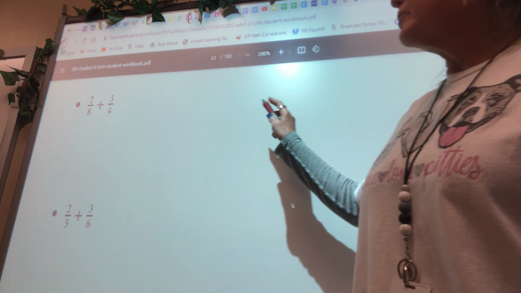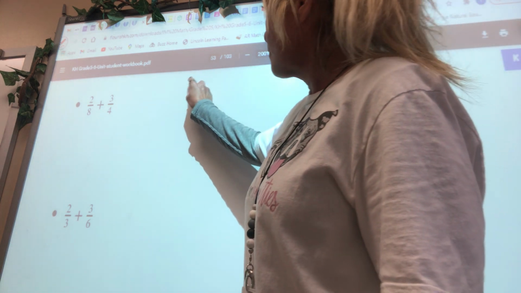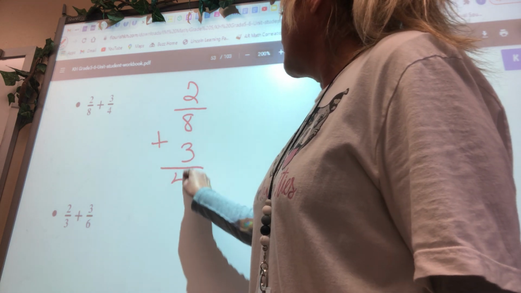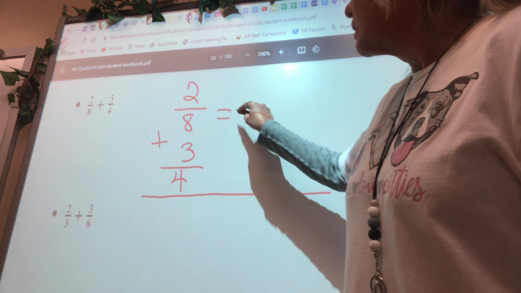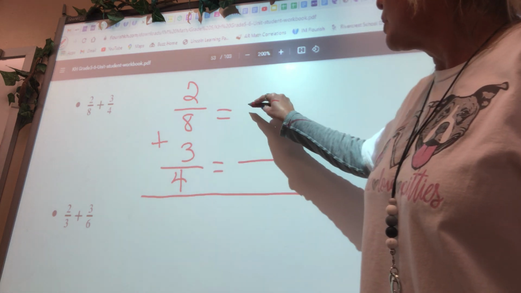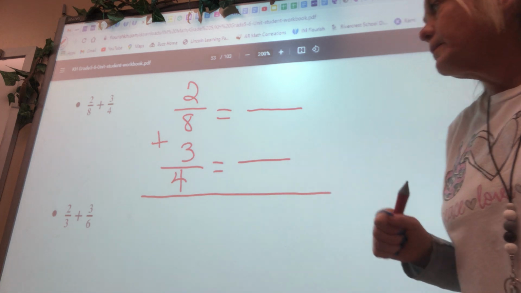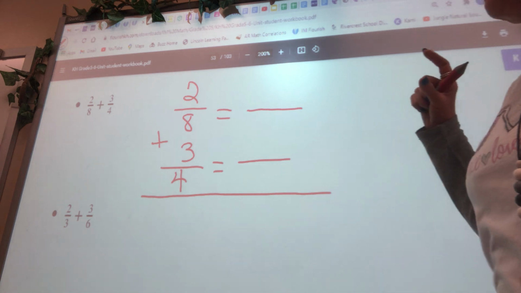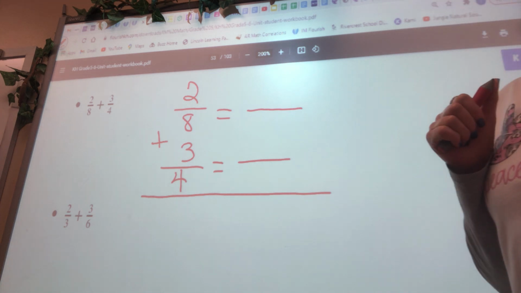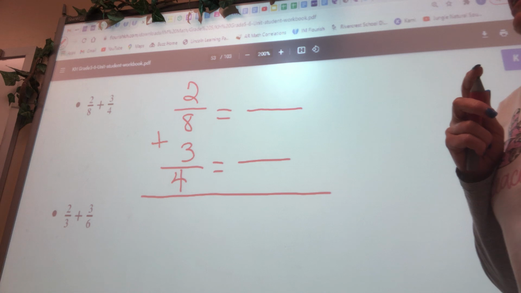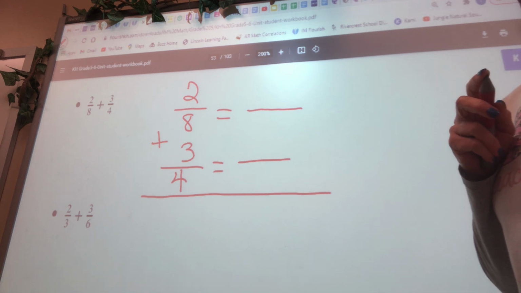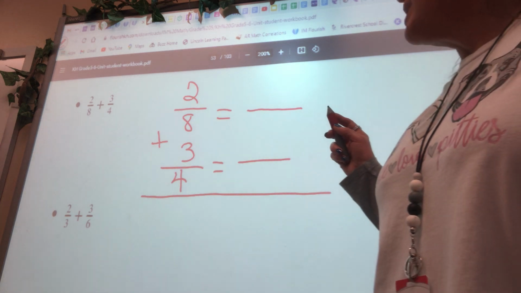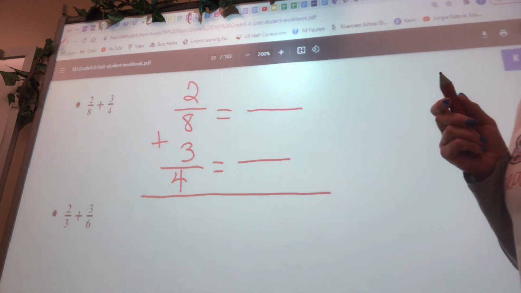What's a common denominator for 8 and 4? 8. Is 4 a factor or a multiple of 4 and 8? Factor. It's one of the smaller numbers, very factors. Is 32 a factor or multiple of 8 and 4? Multiple, multiples. What's my common denominator here? 8.